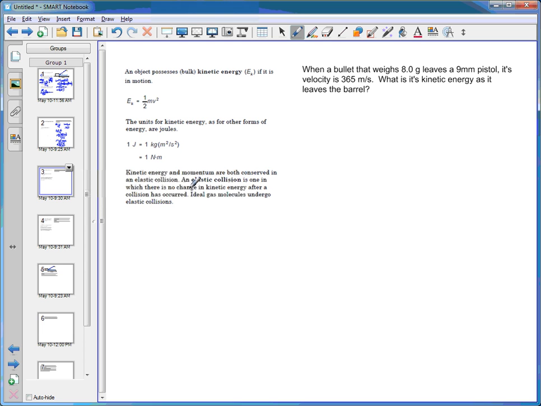Okay, looking at this example, when a bullet that weighs 8 grams leaves a 9mm pistol, its velocity is 365 meters per second. What is its kinetic energy as it leaves the barrel? Well, first of all, we notice that our units are in grams. We need to change that to kilograms. So that's going to be 0.008 kilograms.